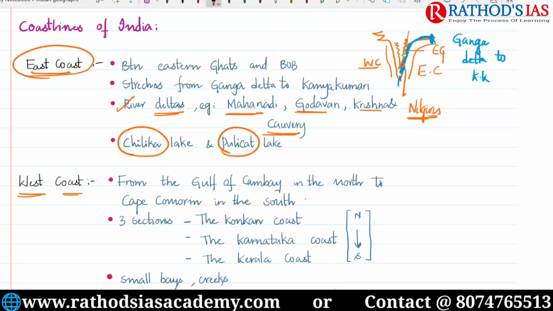And next one is the west coast. The west coast is mainly seen from the Gulf of Cambay, or Gulf of Khambhat, in the north to Cape Comorin in the south. Till here we can see this western coast, which is mainly separated into different sections from north to south, for example the Konkan coast, the Karnataka coast and the Kerala coast.